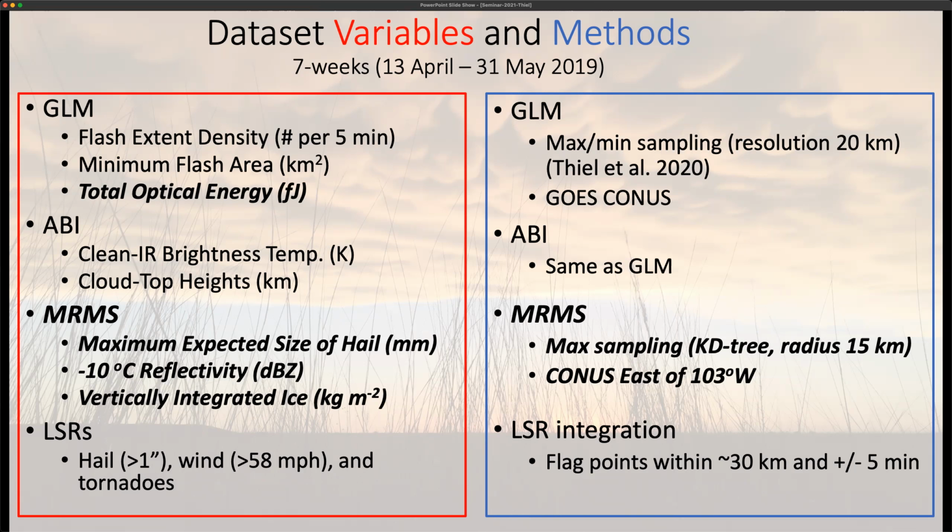And then lastly, with our local storm report integration, we flagged all points within about 30 kilometers and plus or minus 5 minutes of all points. And if you're wondering, we do not double dip in any case there. So if there are 3 wind reports all at the same time in the same area, that point will only be marked once.